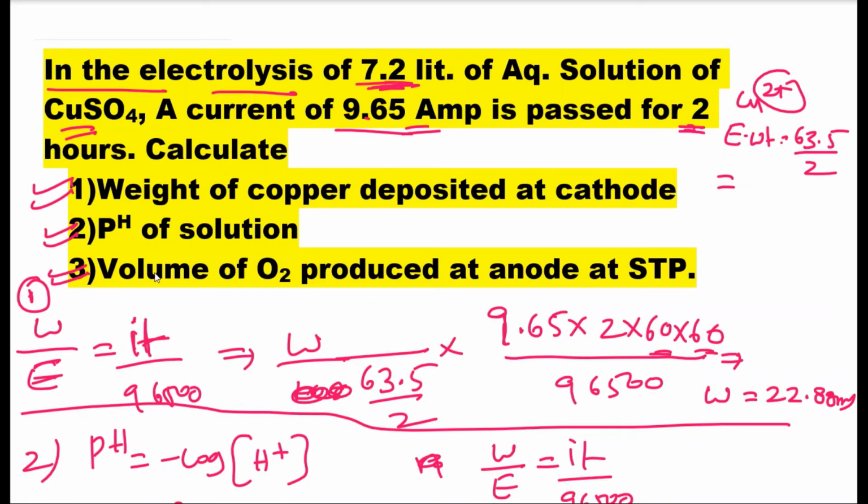First you have to calculate the weight, using this formula. Next you have to calculate pH. Next you have to calculate the volume of O2. Okay, so this is really a good and wonderful problem. I hope it is clear to all. And next problem.